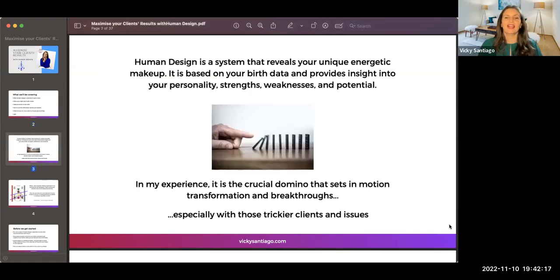Awesome. Okay, so human design is a system that reveals your unique energetic makeup. It's based on your birth data, so your date, your time, and your place of birth, just like astrology. And it provides insight to your personality, strengths, weaknesses, and potential. So it is a wonderful system for really getting to the bottom of who the real authentic you is.